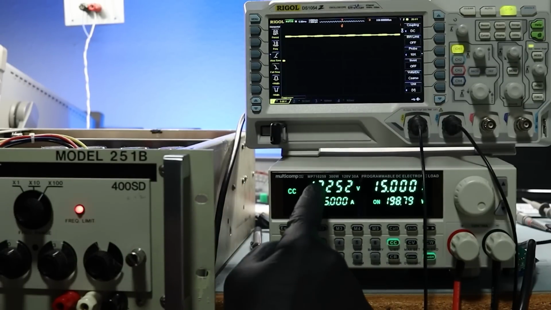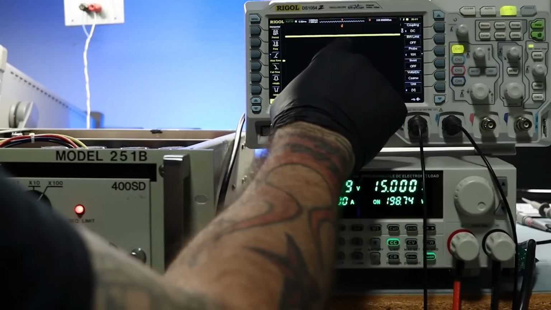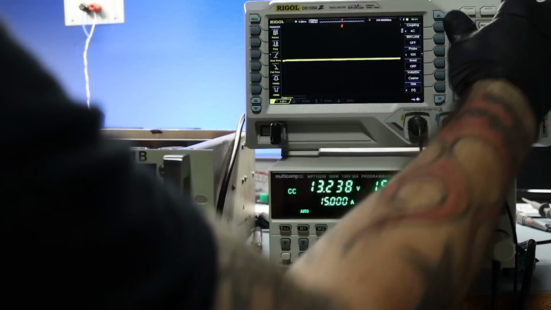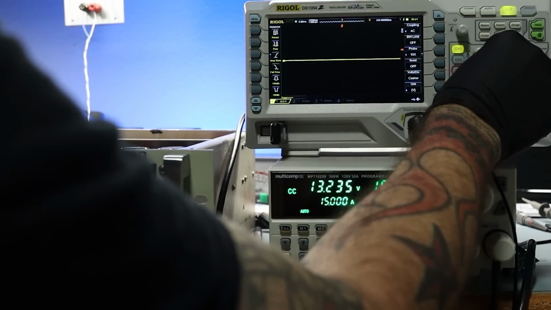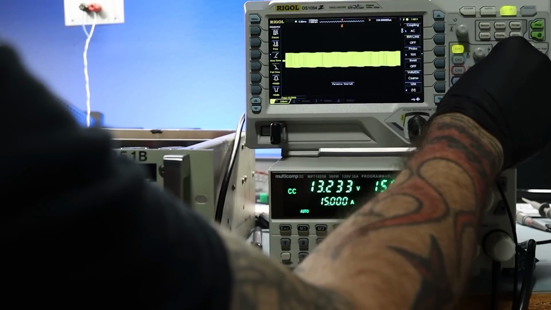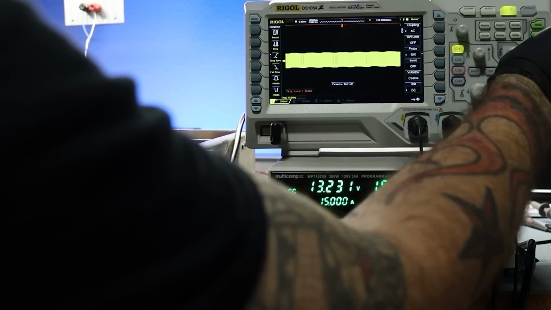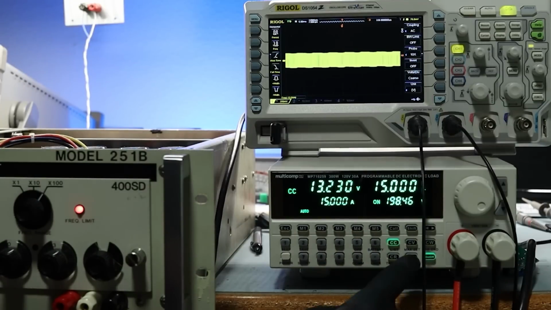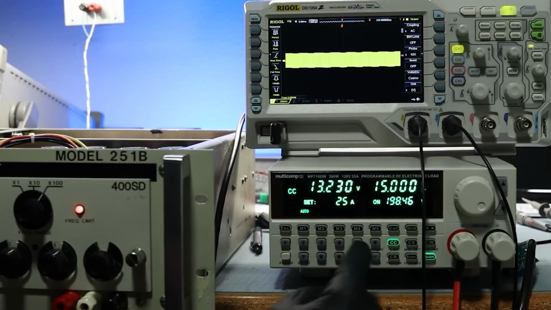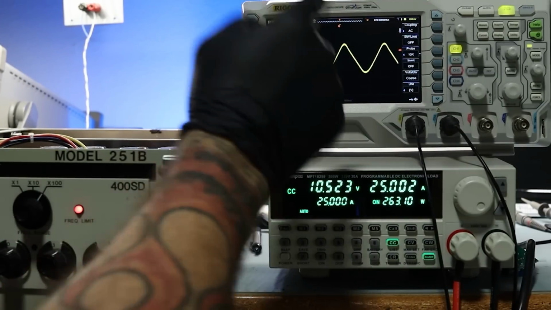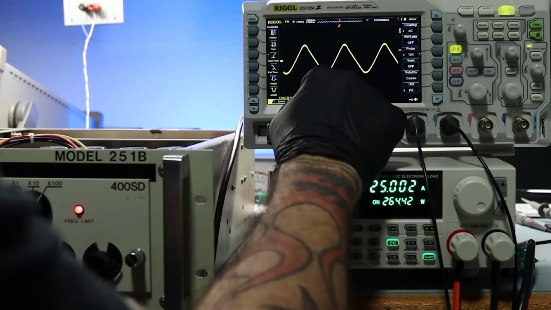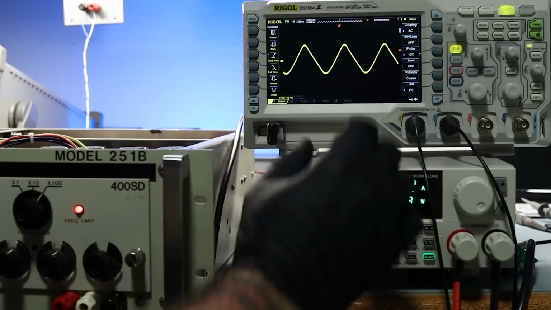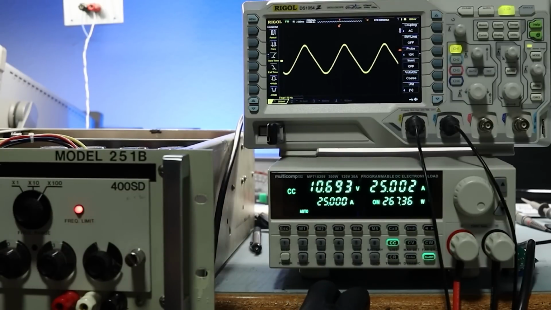13.8 volts, down to 13.2. You can start to see some ripple there. So let's change over to AC and we'll take a look at that ripple. And we're gonna zoom in. Look at that, we're starting to see some wiggle there. Let's go ahead and say 25 amps. We have a lot more. So we're looking at about 600 millivolts of ripple there, which isn't all that bad.